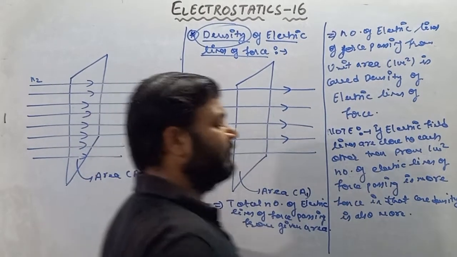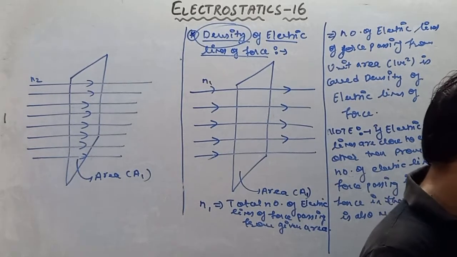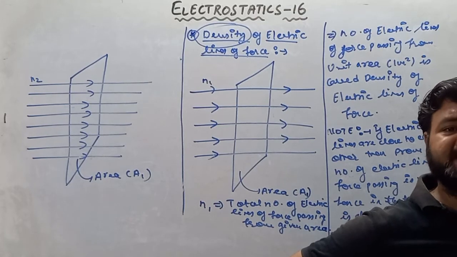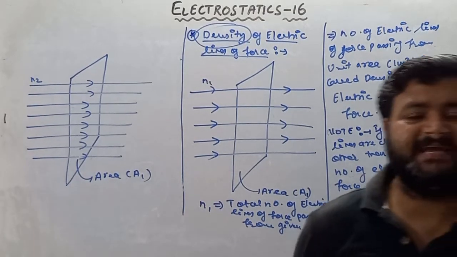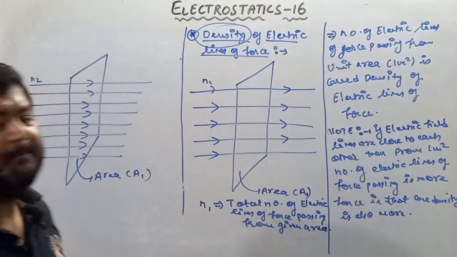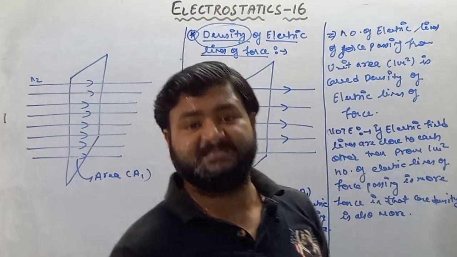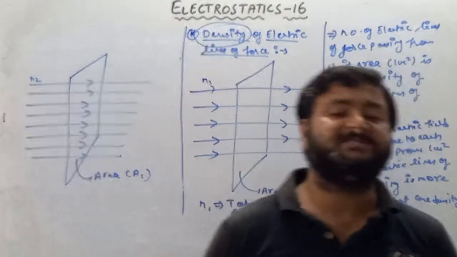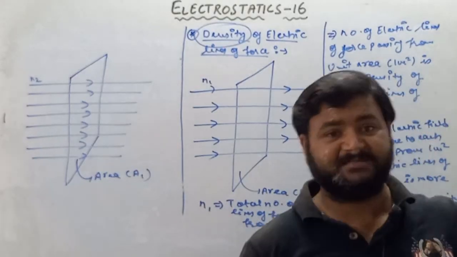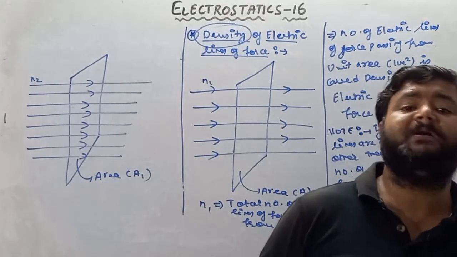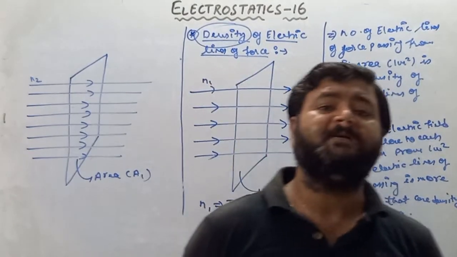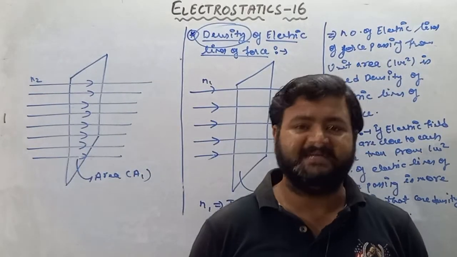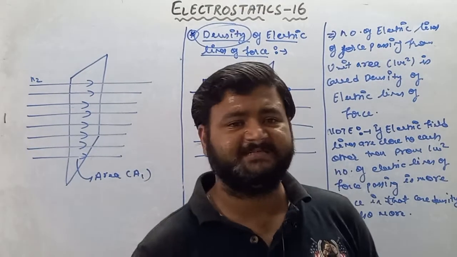So I hope you all are getting my point, that if the electric lines of force are close to each other, then the number of electric field lines passing through any unit area is more compared to any other situation. The number of electric field lines passing through a unit area is basically the density. So if the number of electric field lines passing through unit area is more, then it is obvious that the density of electric lines of force is also more.